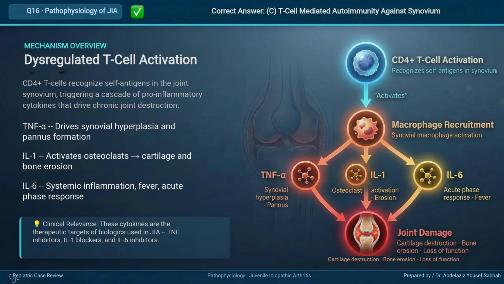These cytokines are the therapeutic targets of biologics used in juvenile idiopathic arthritis, including tumor necrosis factor inhibitors, interleukin-1 blockers, and interleukin-6 inhibitors. Understanding this pathway is essential for selecting appropriate biologic therapy.